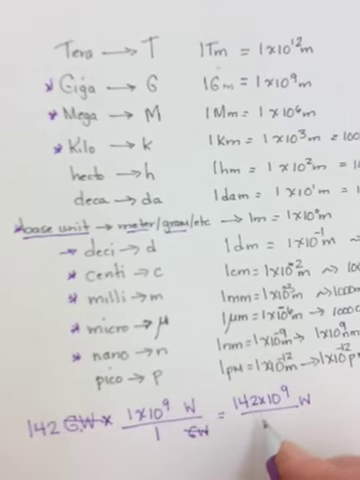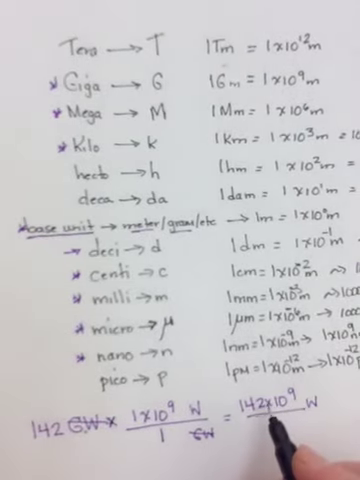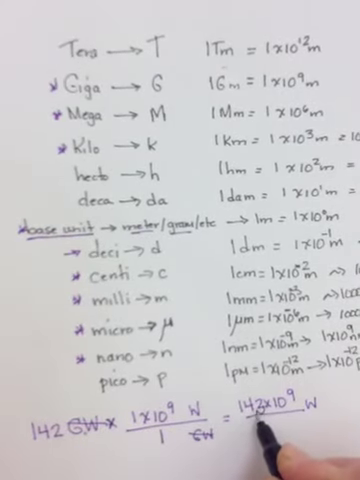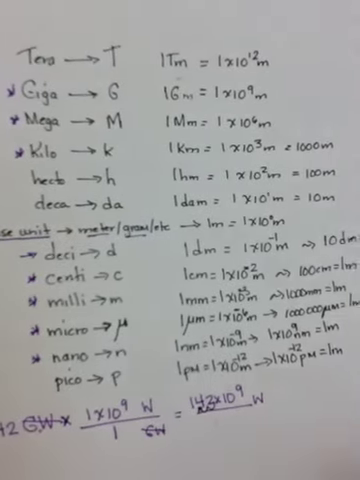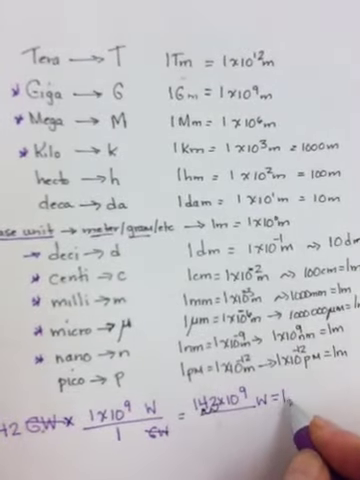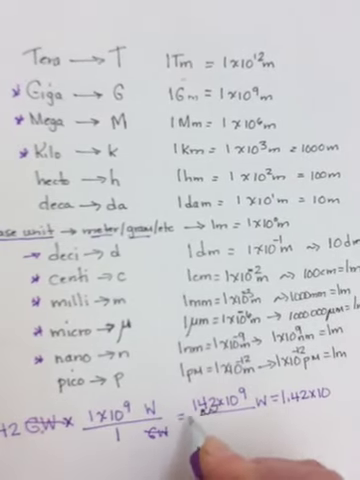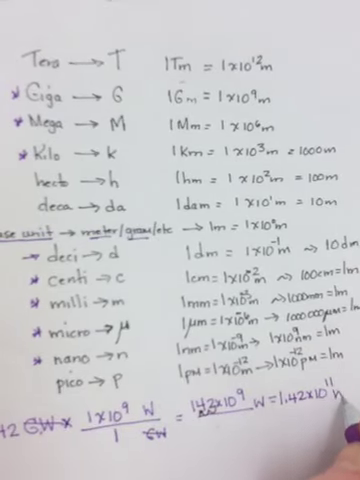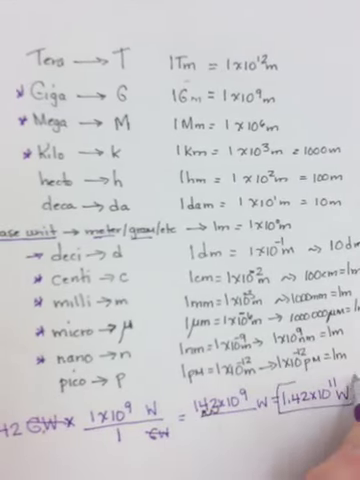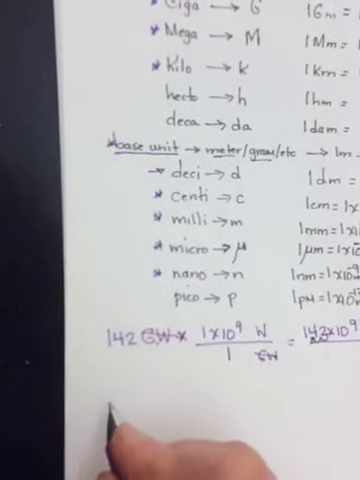Now, but this is not in proper scientific notation. You need to move the decimal. Remember, the decimal needs to be between 1 and 9. So it needs to go there. So your final answer will be 1.42 times 10 to the, we're moving it to the left, so it gets bigger, 10 to the 11th watts. Final answer. All right.